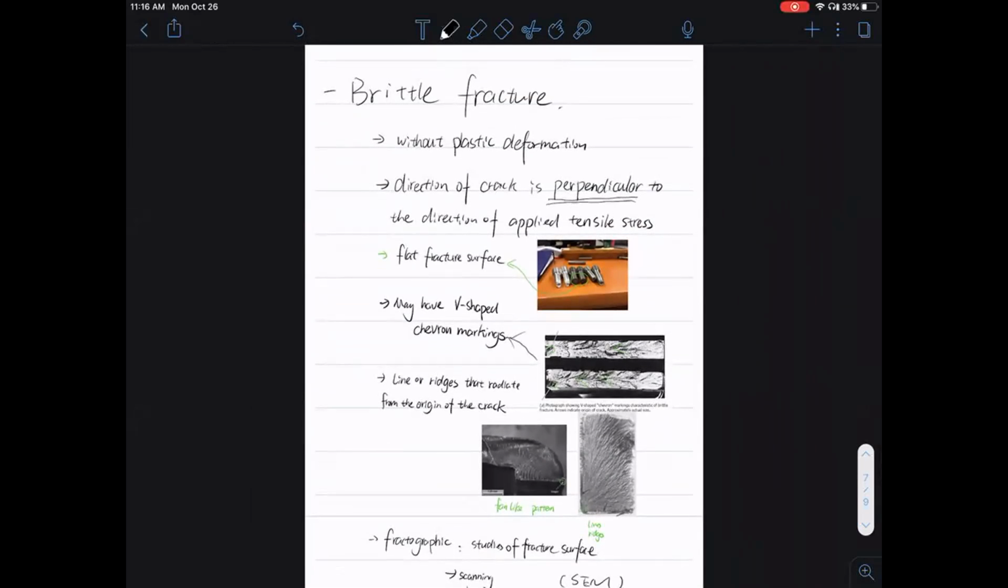Next time, if you see a picture of a fracture surface, you need to be able to identify what type of fracture it is. Brittle fracture is very easy to identify. The signs are either you see lines or ridges, or you see a fan-like pattern that radiates from the origin, or you see V-shaped markings. Those signs tell you this is a brittle fracture.